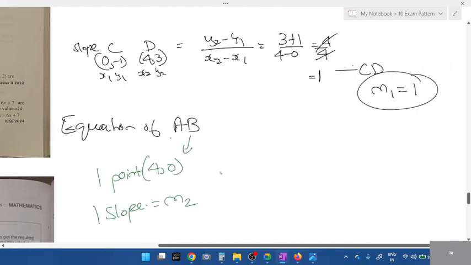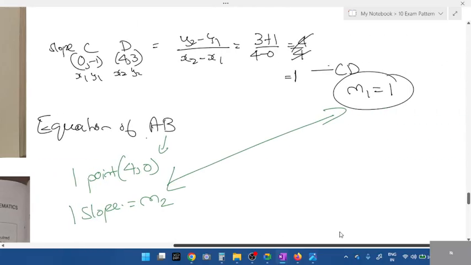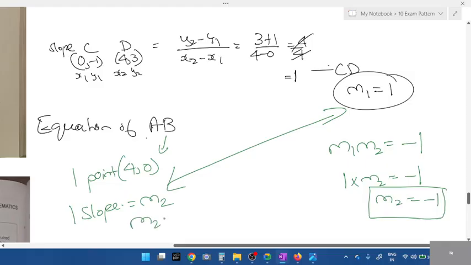Let us consider M2. What is the relation between M1 and M2? Is the line parallel or perpendicular? What is given? Perpendicular. Line AB is perpendicular to CD, right? Yes, line AB is perpendicular. Therefore, M1 into M2 should be equal to minus 1. What is M1? 1 into M2 is equal to, then what is M2 value? M2 is minus 1. Did we get one slope value here? One slope and 1 point?